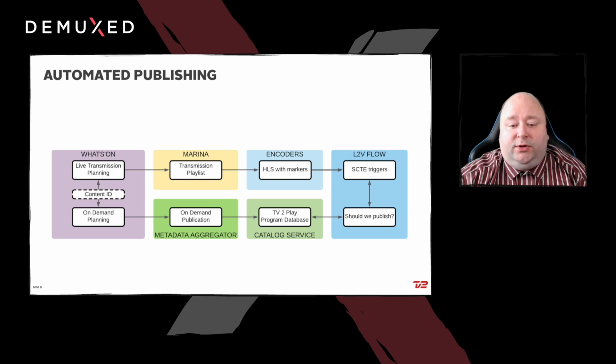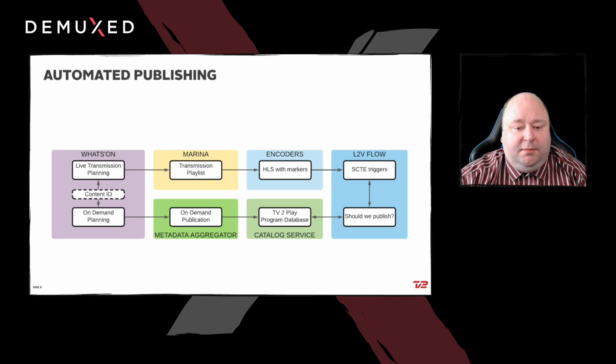Linear schedules are exported to the playout system Marina that we already mentioned, containing the reconcile key, which also gets transmitted in the SCTE-35 events that we receive. With the SCTE-35 markers in the HLS manifest, we can then do a lookup of the reconcile key and determine which content it refers back to.